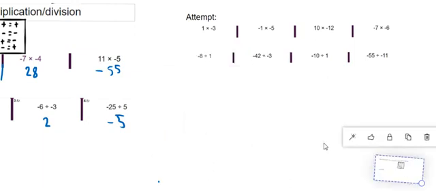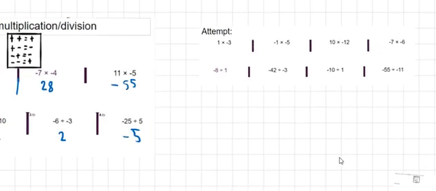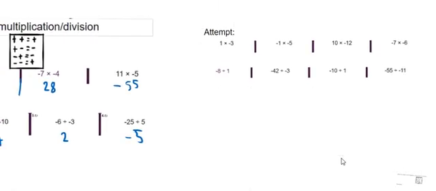Okay, so if you want to attempt these questions here quickly, just use the little box again. Look at the signs, decide whether your answer is going to be plus or minus, and then just multiply or divide the two numbers.